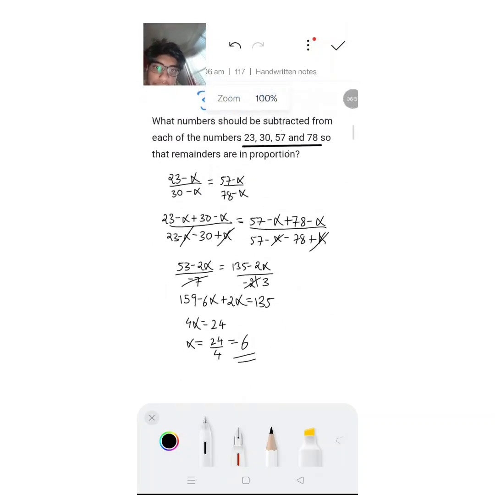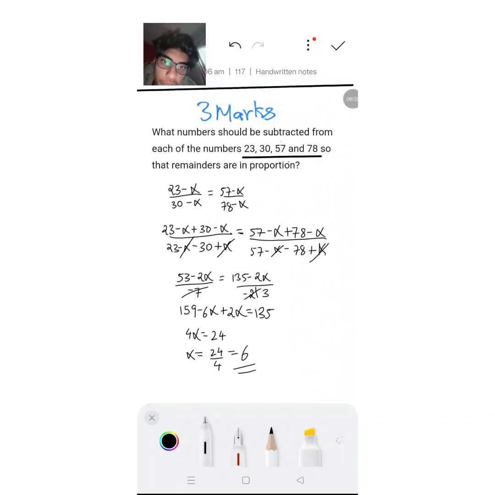So this is a very easy method to solve this. You don't really need to do much. You just need to cross multiply, set up an equation, and then you can get alpha directly. This is a shortcut for calculations, so don't distribute it.